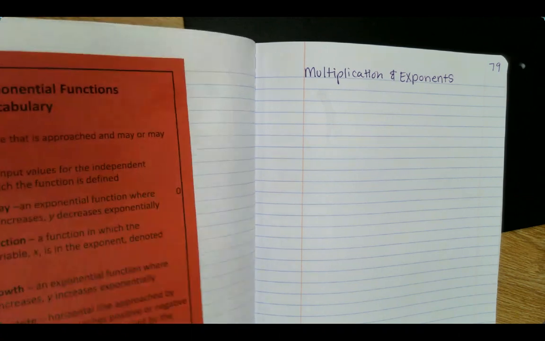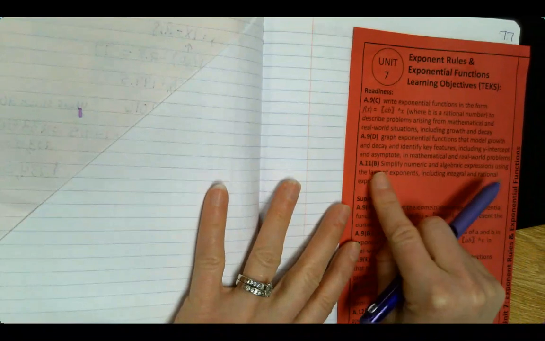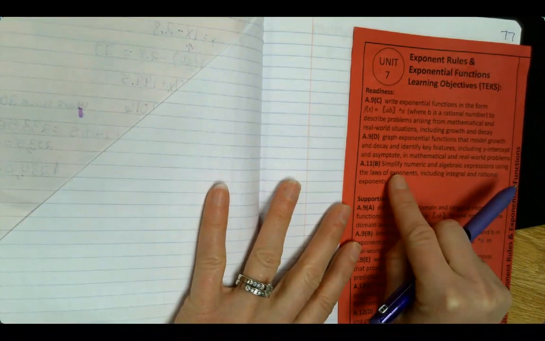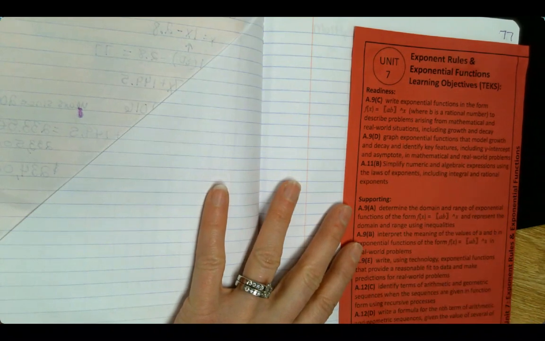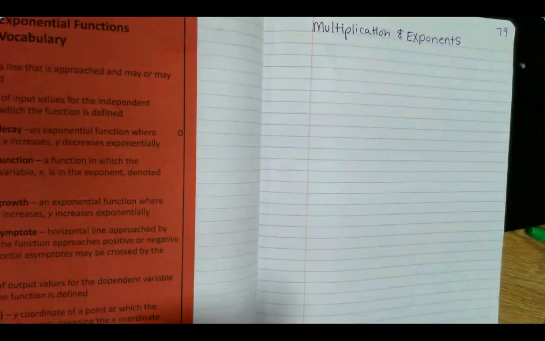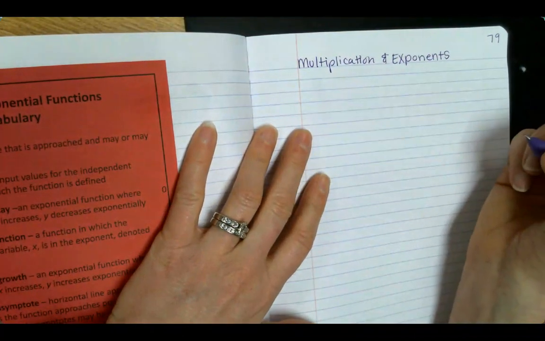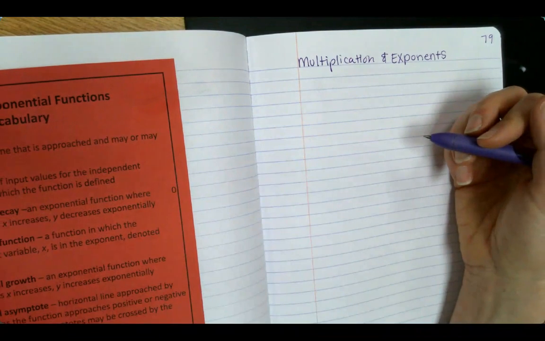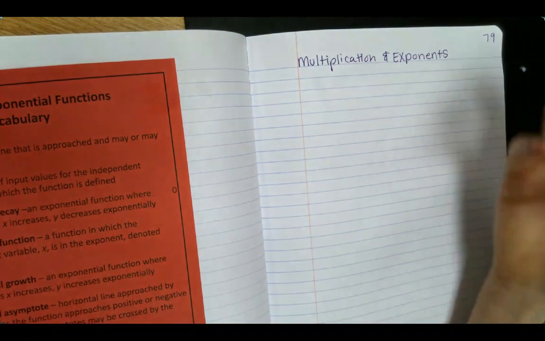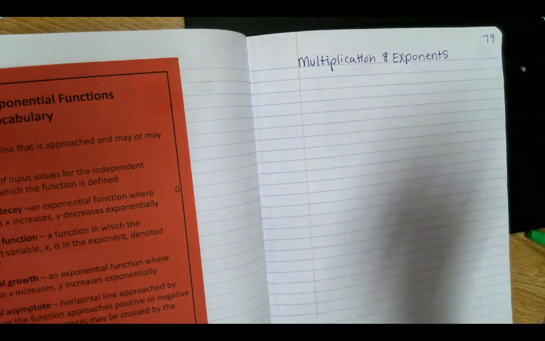We are going to start Unit 7 off with this skill right here. Simplify numeric and algebraic expressions using the laws of exponents. Okay? So all of Unit 7 is about exponent rules and exponential functions. So we're going to start out with this skill. So we are going to learn all about exponents. So we have a problem string we're going to go through, and this problem string is just a bunch of problems that will help us come up with a general rule that explains how multiplication and exponents work.